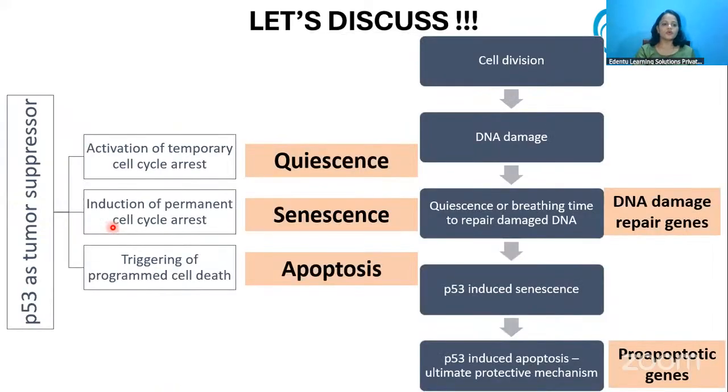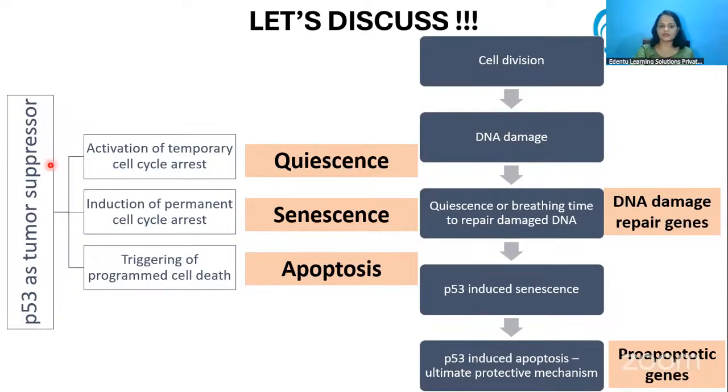So how does P53 act as a tumor suppressor? Let's have a look at it. Like I already mentioned, in cell division there will be DNA damage happening. If there is DNA damage, then P53 will identify it and come and stop the cell cycle. It will just stop the cell cycle and give a breathing time for the cells. This temporary arrest of the cell cycle is called quiescence.